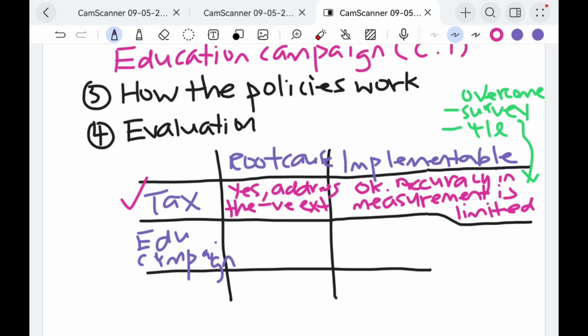So if the question is something different, the question says compare. So if you want to advocate for education campaign, when you compare, you make the limitation of tax bigger. So you say that the accuracy in measurement of the negative externality is very difficult. So you focus on how difficult it is to actually have a good, accurate tax.